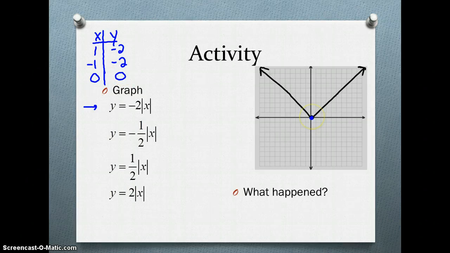Our origin's still the same. We have not shifted that at all. I have 1, -2. I have -1 and -2. So obviously that's flipped, and it looks to be a little bit skinnier. I'm going to do this one as well in blue.